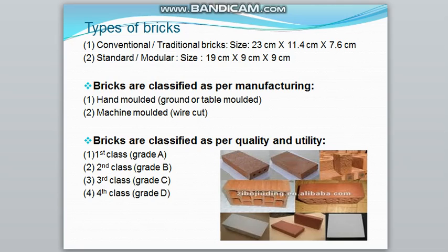As I told you previously, the standard clay brick is 19 × 9 × 9 centimeters, but when mortar is placed in between the bricks, the brick size becomes 20 × 10 × 10 centimeters. According to manufacturing, bricks are classified into two types: hand molded and machine molded. Based on quality and utility, bricks are classified into four types: first class, grade A; second class, grade B; third class, grade C; fourth class, grade D.